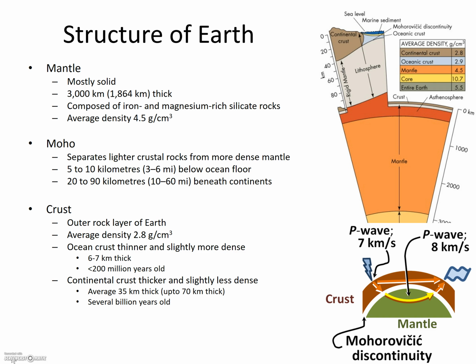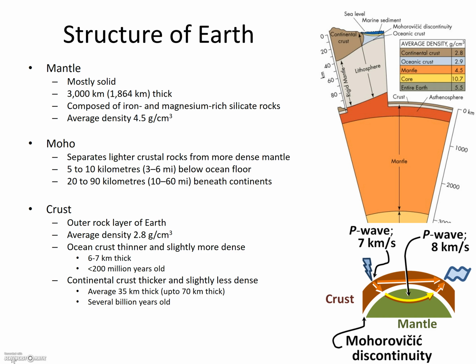Between the crust and the mantle is the Mohorovičić discontinuity, or the MOHO for short. The MOHO separates the lighter crustal rocks from the more dense mantle. It is 5 to 10 kilometers below the ocean floor and much deeper beneath the continents, 20 to 90 kilometers. At this density change, seismic wave velocity changes, as depicted in this picture.